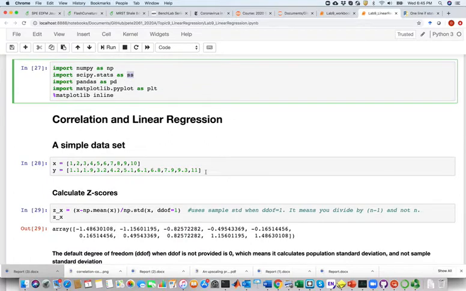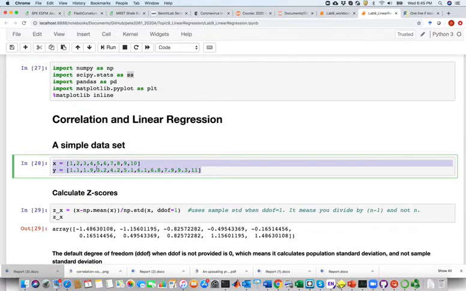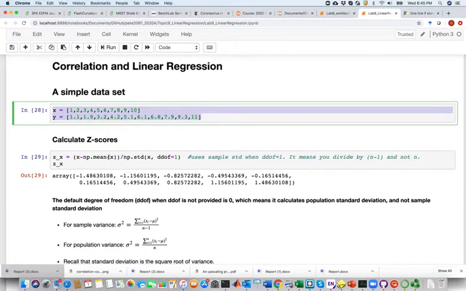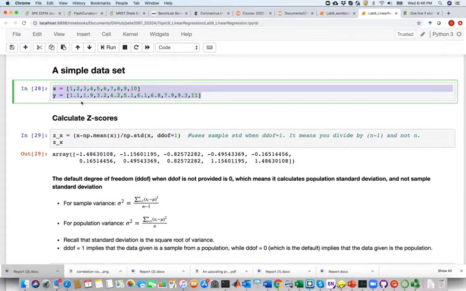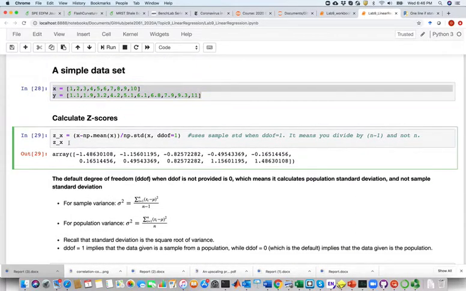So let's get started. We put in some data. It's 10 rows, 2 columns, X and Y. That's just a simple data set, which is linear. The first thing we want to do is to calculate correlation.